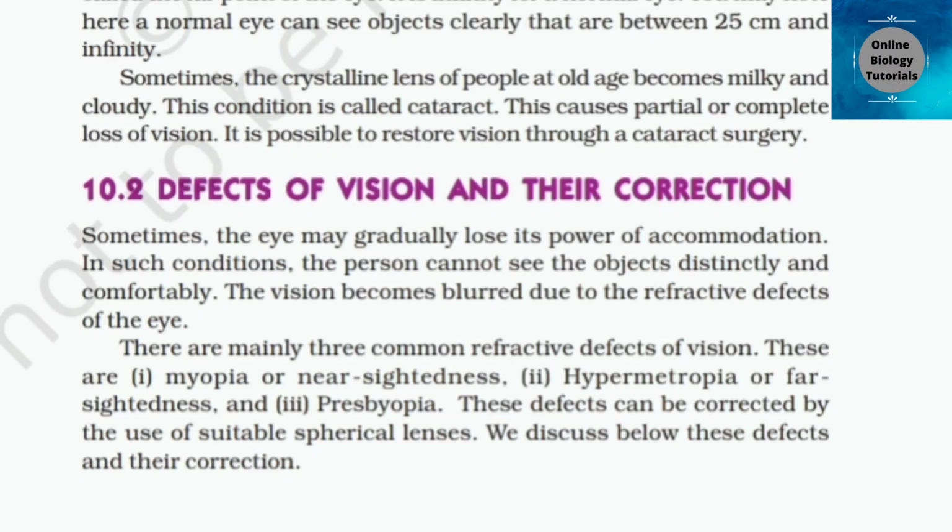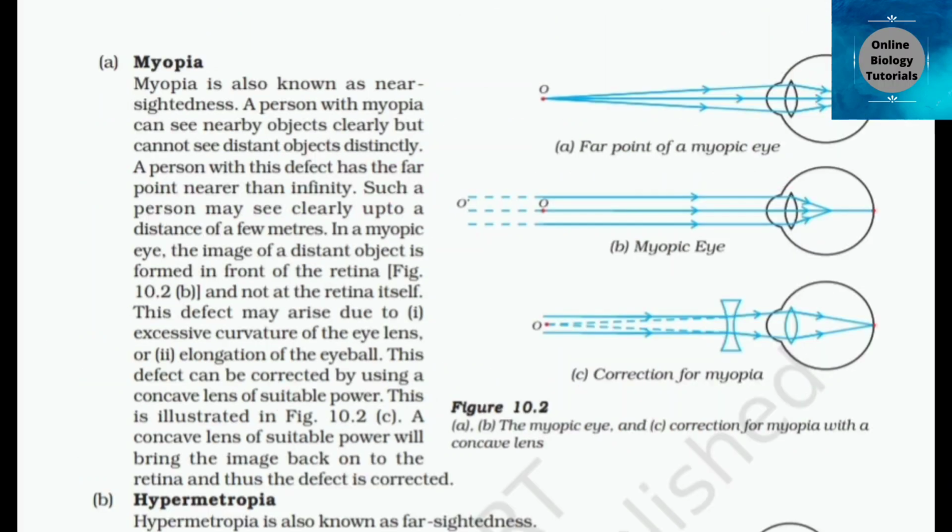These defects can be corrected by the use of suitable spherical lenses. We discuss below these defects and their correction. Myopia. Myopia is also known as nearsightedness. A person with myopia can see nearby objects clearly, but cannot see distant objects distinctly. A person with this defect has the far point nearer than infinity. Such a person may see clearly up to a distance of a few meters.